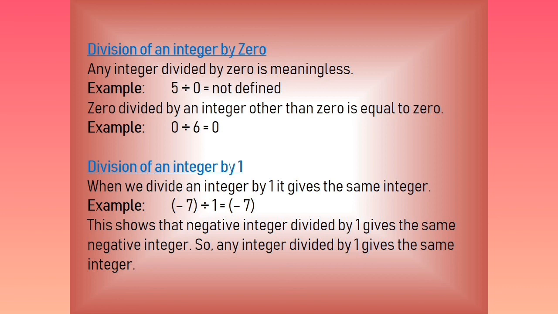Division of an integer by 1. When we divide an integer by 1, it gives the same integer. Example, -7 ÷ 1 = -7. This shows that a negative integer divided by 1 gives the same negative integer. So, any integer divided by 1 gives the same integer.